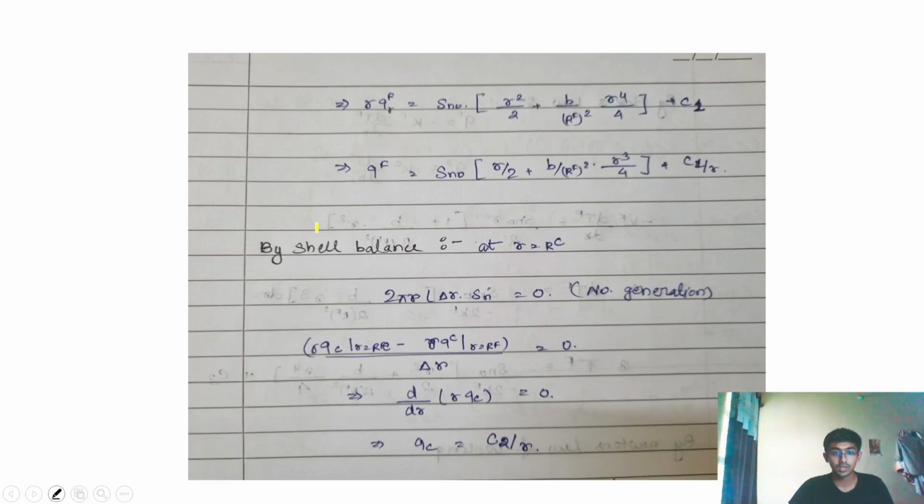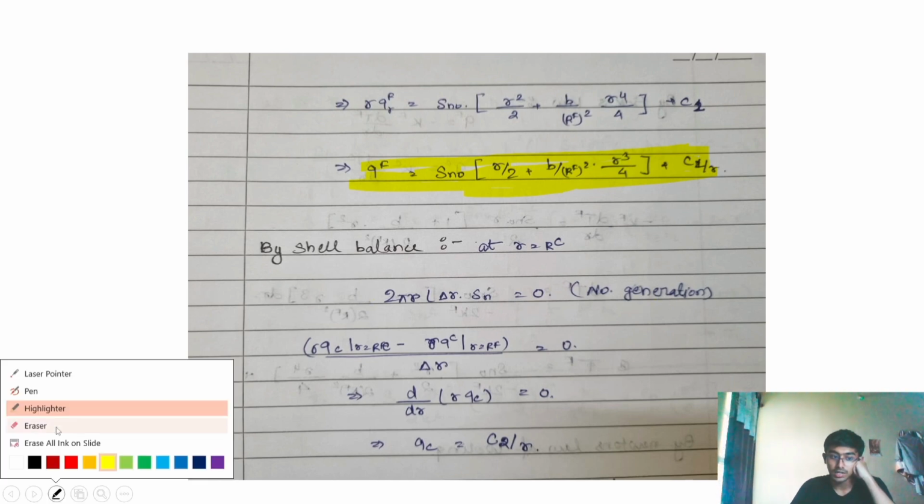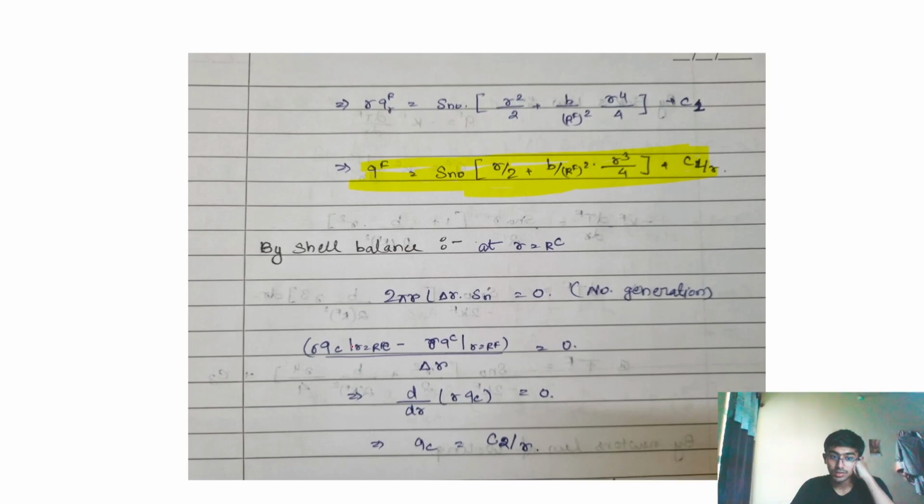So what we can see, the q_F equation is this. q_F will be S naught r by 2 plus beta r_F plus C1 by r, where S naught is the given function. If we similarly do a shell balance for the cladding section, cladding has no generation, so we can do the shell balance and find that q_C is C2 by r. So the constants we get are C1 and C2.